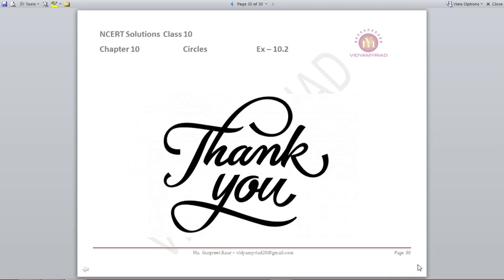That's all for this exercise, children. Only two things you need to remember and apply in questions about tangents: that they are equal from the external point and they form 90 degrees with the radius. Using this, you can very easily solve this particular exercise.